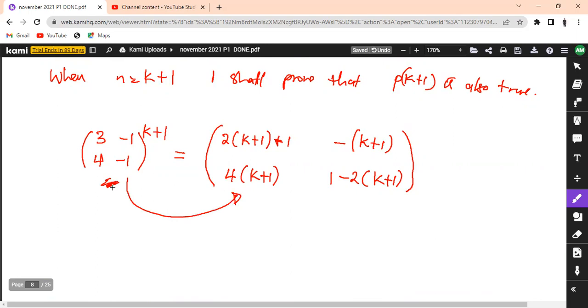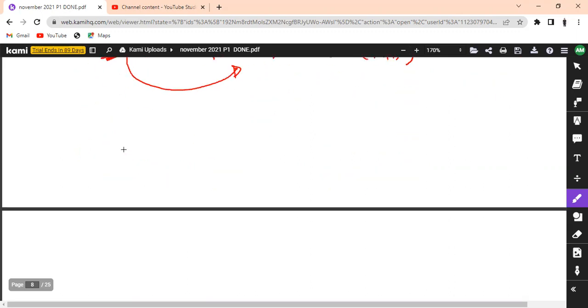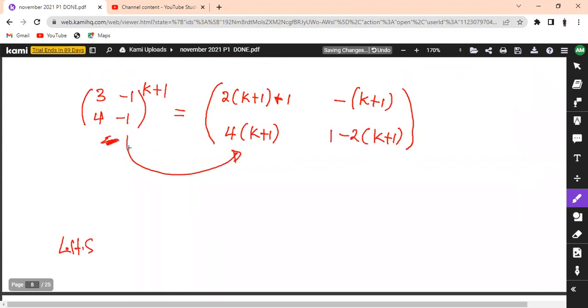So how are you going to prove this? That is the question now: how are you going to prove that these two are actually the same? Let us take the left hand side. Let us work from the left hand side. On the left hand side, this is what we have, guys: 3, minus 1, 4, minus 1, to the exponent of k plus 1.